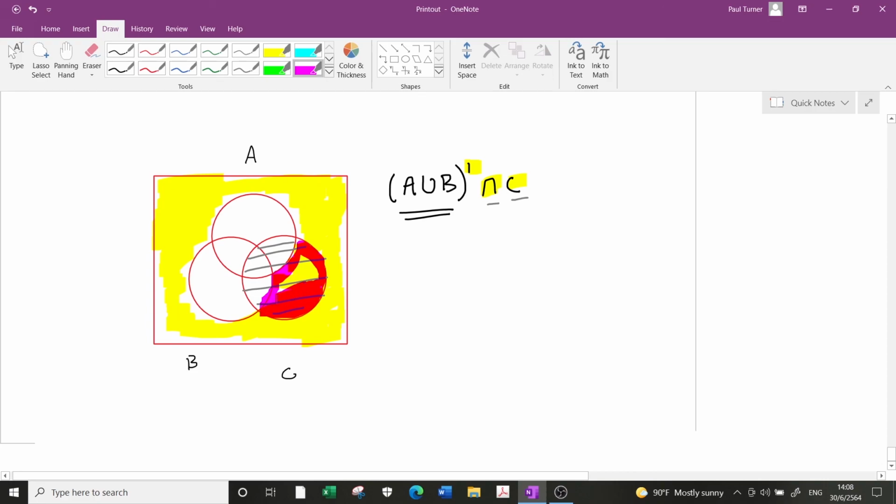So not A union B. Where does that touch C? Only in that area there. And again, remove your final lines. Don't remove your circle. Keep your circle in there. And that's your final answer.